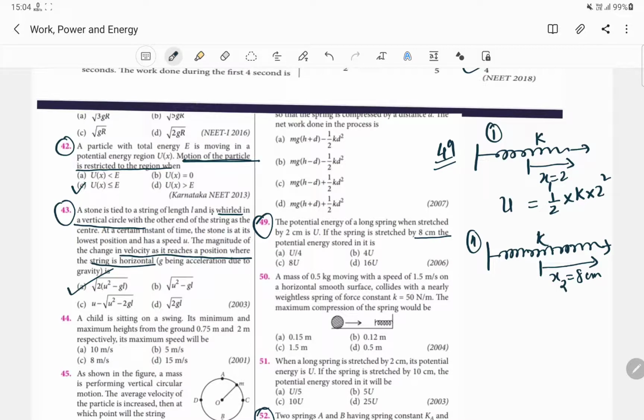Then what will be the value of energy? Very simple here. The new energy, U2, will be equal to half K into x2 square. That means it will be 8 square.